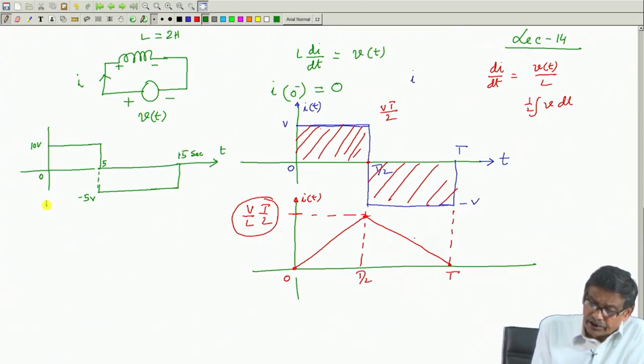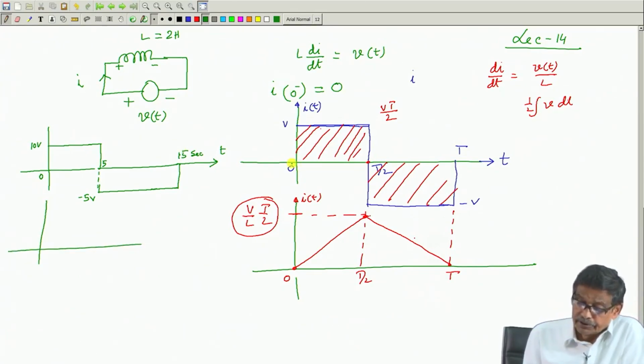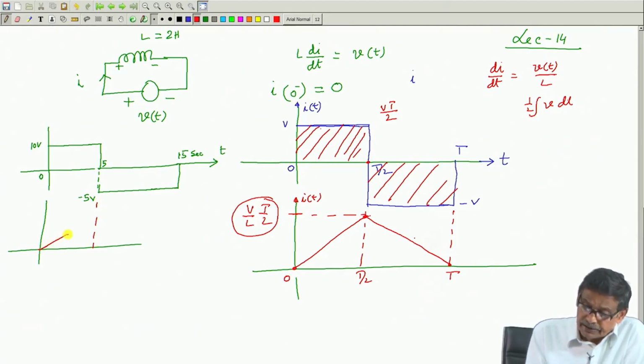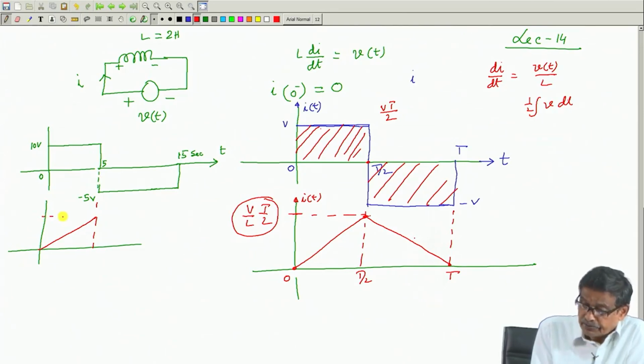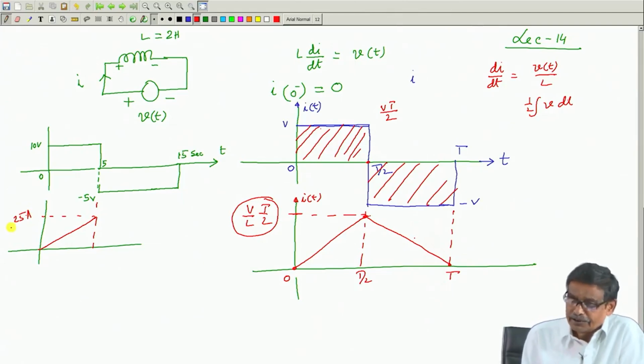Now, you see, you started with initial current 0 in the inductor. Let us try to draw the current waveform. So, here to here it will increase like a straight line whose slope will be V by L, that is 10 by 2 into 5, 25 ampere. It will reach 25 ampere, and I am assuming the inductor is capable of carrying that 25 ampere current. So, I have applied positive voltage, and current linearly grew from 0 to 25 ampere.